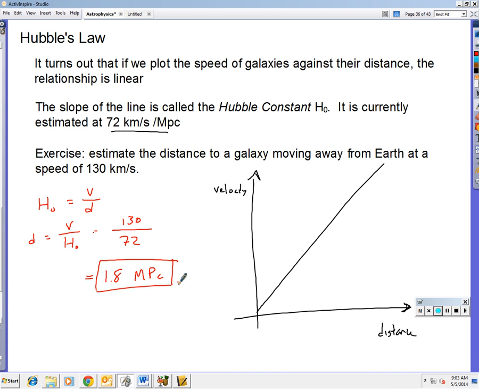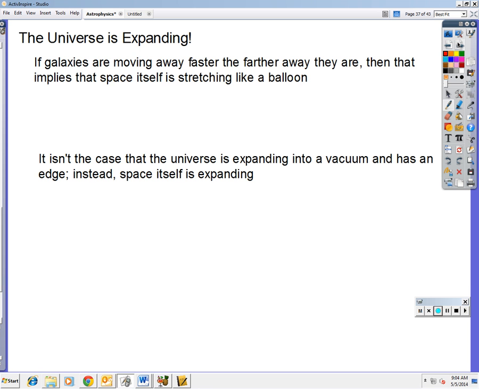So Hubble's law, fairly straightforward to state. Now the question is, what are the implications of Hubble's law? And that is that the universe is expanding. Now all the galaxies are moving away from us, but the farther ones are moving even faster, which implies that space is, in some sense, stretching.